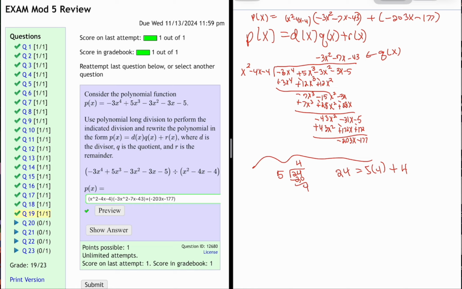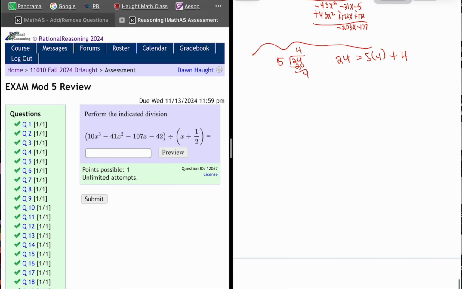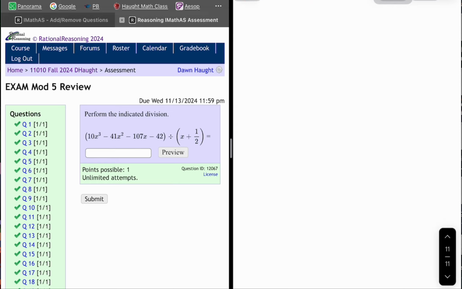Let's move on to question 20. It says perform the indicated division. When you do the indicated division, since it's an x plus a number, feel free to use synthetic division. I'm going to do that when it's like that. So I'm going to put negative 1/2 in the corner. I'm going to write down my coefficients, checking along the way that I'm not missing anything. This is a cube, then a squared, then an x, then a number.